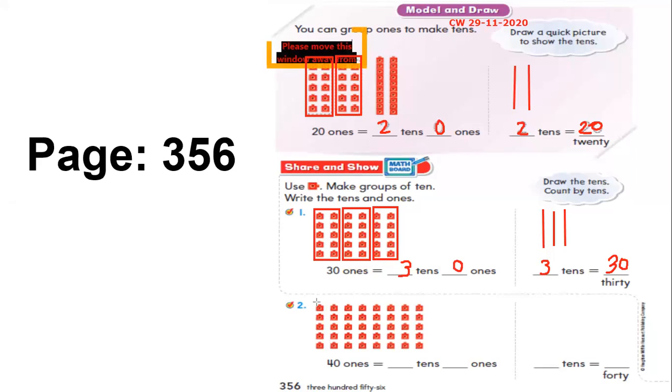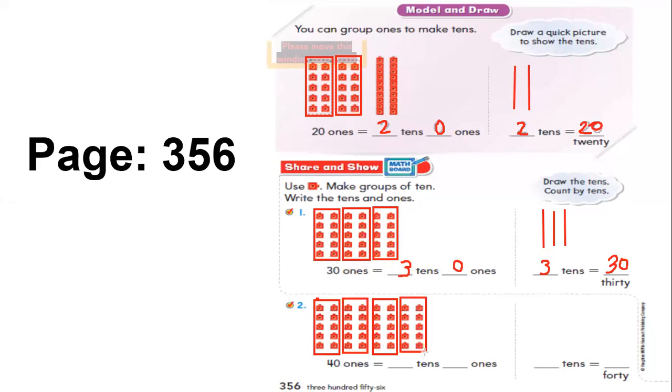Let's again make a group of 10. So 1, 2, 3, 4, 5. So I have one line of 5, another makes it 10. So 5 plus 5 makes 10. So let me make a group of 1, 2, 3, and 4. So I have a group of 4 tens. So let me write here 4 tens. Do I have here any ones? No. So that will be 0 ones.